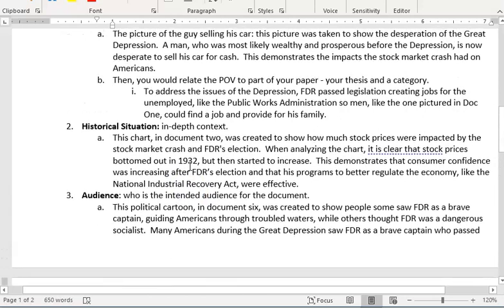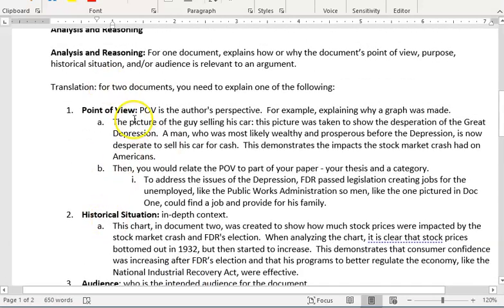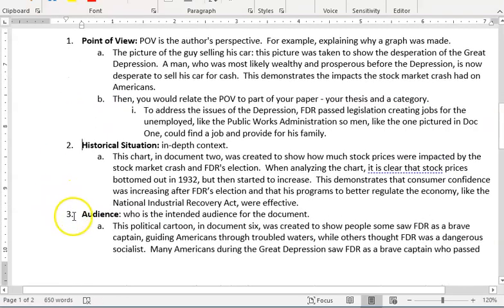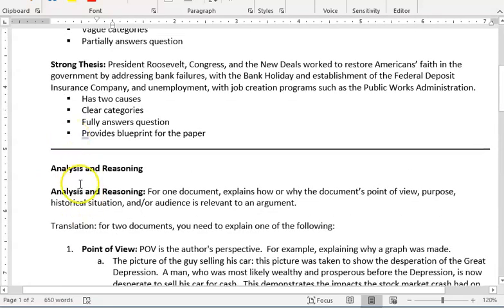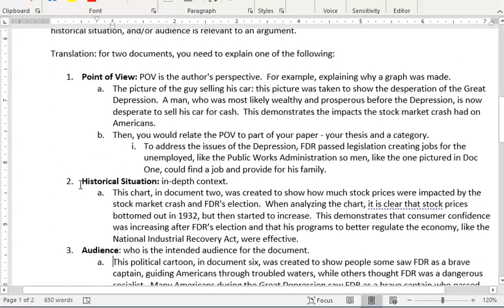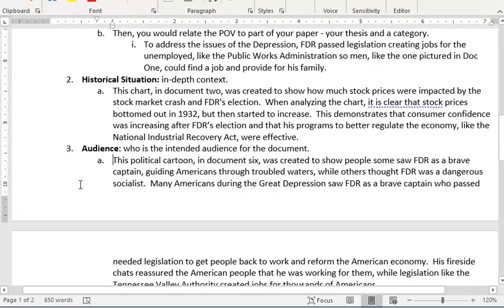Okay, you don't have to do each one of these for a document, you just choose one. So for 2 documents, do one of the following things. Explain the point of view, explain the historical situation, or explain the audience. Do that for 2 documents, and you'll get your analysis and reasoning points. Okay? Strong thesis, good analysis of 2 documents, use 4 documents, use some context, have a well-structured paper, and you're good to go.